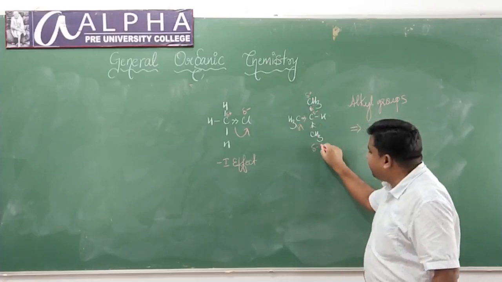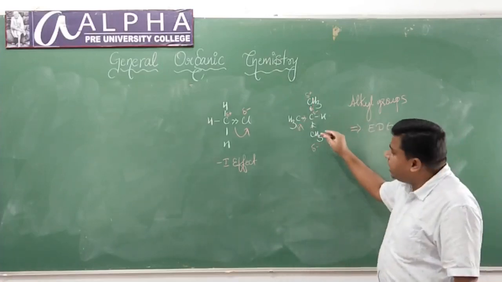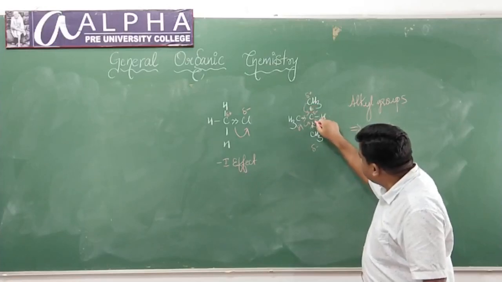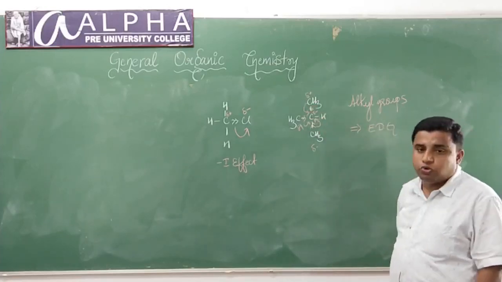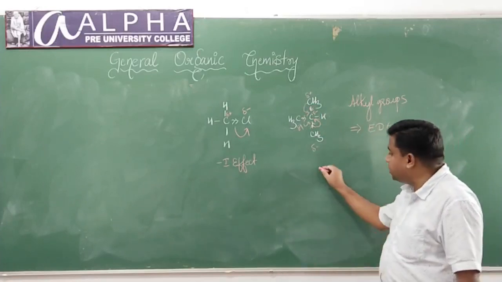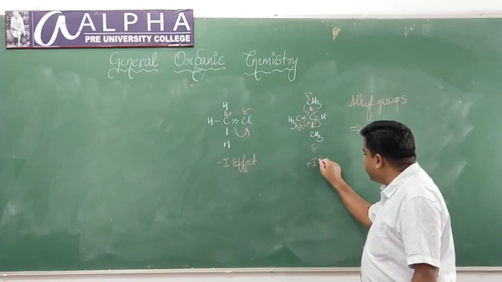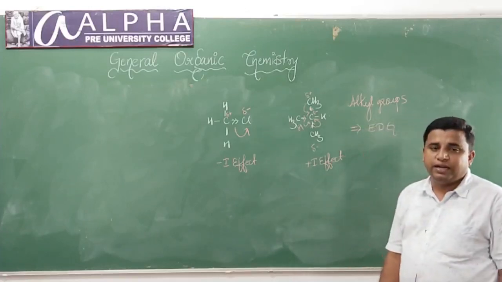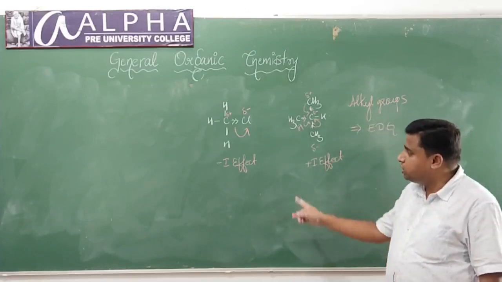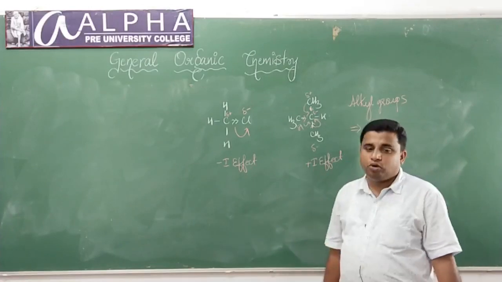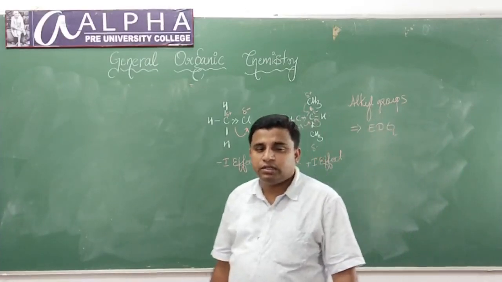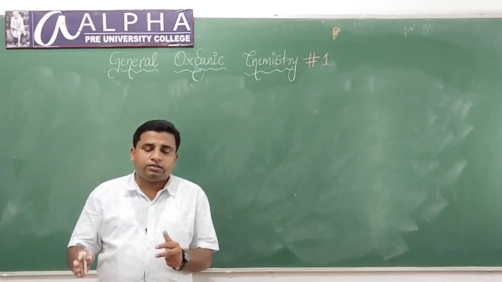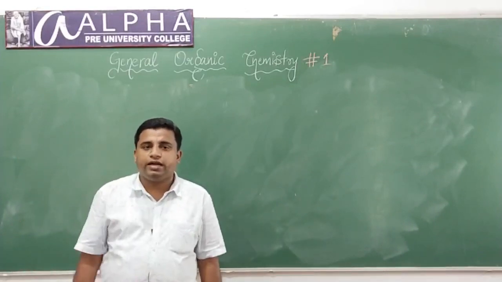What type of effect is it? The electrons are displaced towards carbon, isn't it? Since the electrons are displaced towards carbon, what type of effect is it? This is positive inductive effect. Any doubts? Negative inductive effect and positive inductive effect. Now we are very clear with negative inductive effect and positive inductive effect.